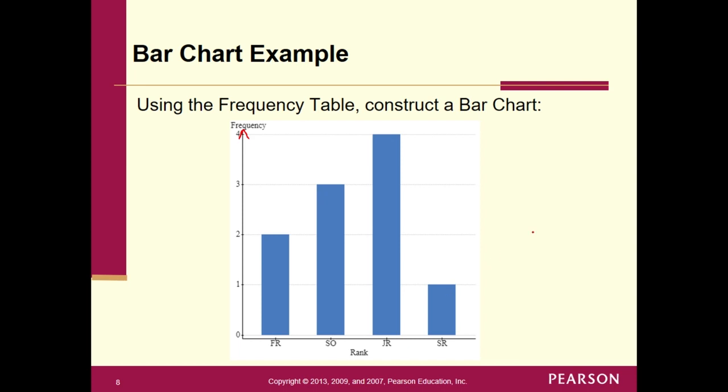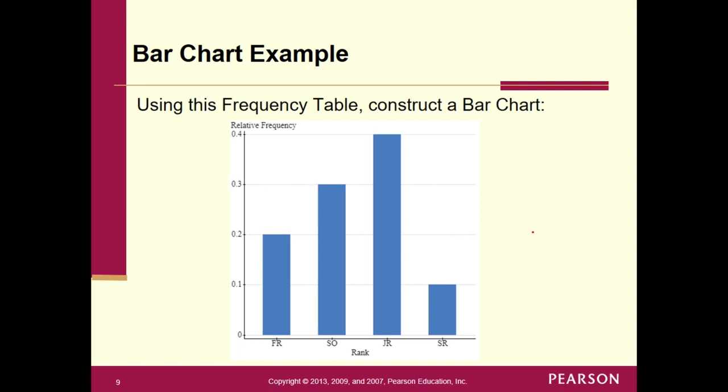Well, we could also go ahead and change this over to relative frequency or proportion, right? And so notice now you have 0.4, 0.3, 0.2, 0.1. All we did was divide through by the total number of people that we took a look at with the frequency, and we get our relative frequency, or proportion.